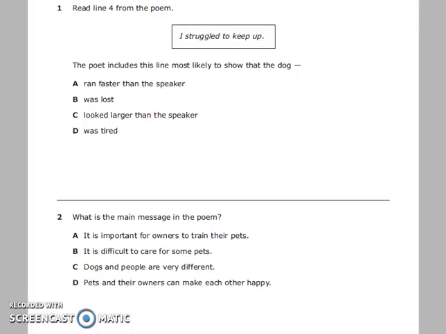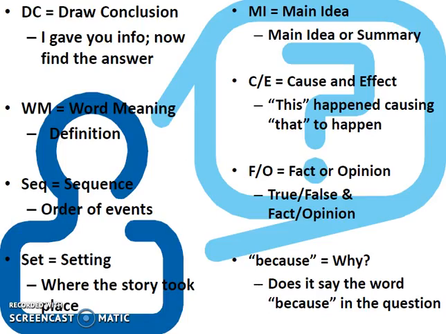What are they exactly asking? Read line 4 from the poem. Why does the poet include this line in the poem? Let's go back to where it says our options. Were they trying to draw a conclusion? Did they give you some information? Now they want you to find the answer. Are they asking for the word or what a word means? Are they asking for the order of events, where an event took place? Are they asking you to give them a cause and effect? Is it the main idea? Are they asking a fact or opinion? Or is the word because in the sentence?